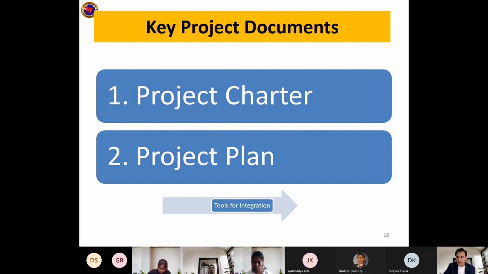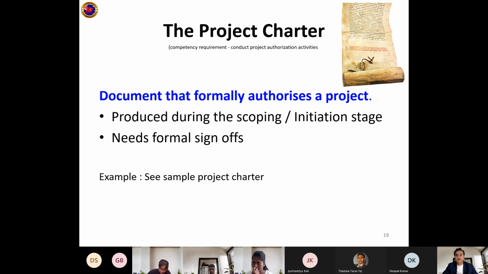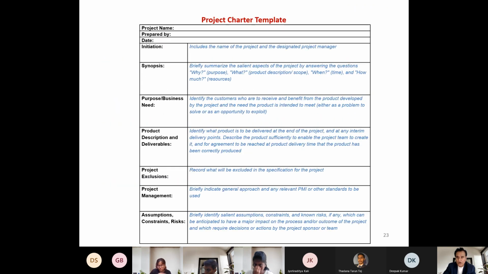So we will see what a project charter is. Basically, a project charter is a document that formally authorizes the project, or formally authorizes the proposal, or formally authorizes the concept. It is produced during the scoping of the initiation stage, and it needs a formal signature. I will show the sample right now.